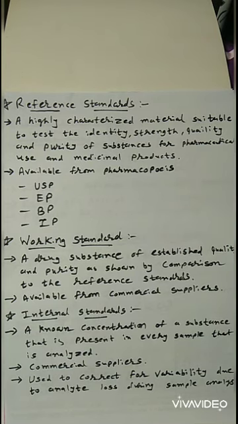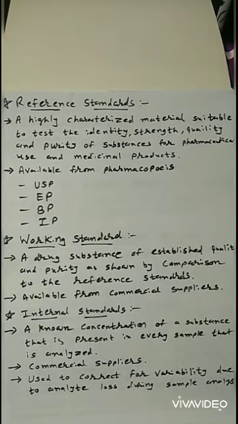When we start the method validation, first of all we require the reference standard or working standard and the internal standard. So, what are these standards? Reference, working, and internal standards are nothing but the drug in powder or liquid form. For example, if we have a clinical study of nebivolol, then we need the reference or working standard of nebivolol in the powder form or liquid form, whatever is available.